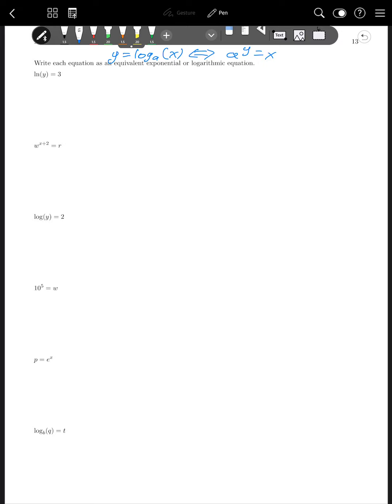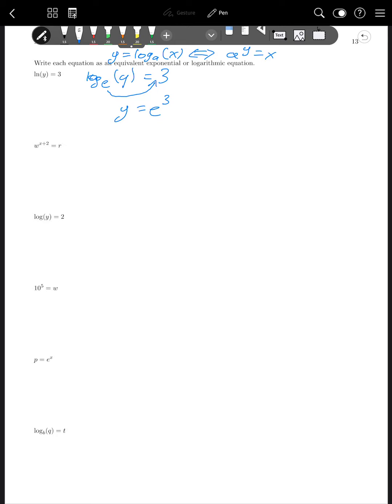So for example here, this first one is the natural log of y equals 3. So that's log base e of y equals 3. So what we do is we take this e, we move it to the right-hand side, and we make it the base of the exponential. So 3 goes up into the exponent. So this becomes y, notice I got rid of the log, equals e to the third. So these are not equal statements, but they are just different ways to write the same thing.